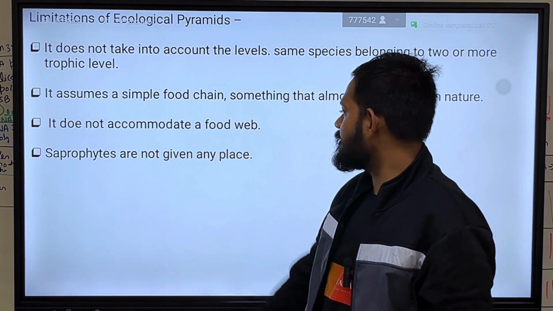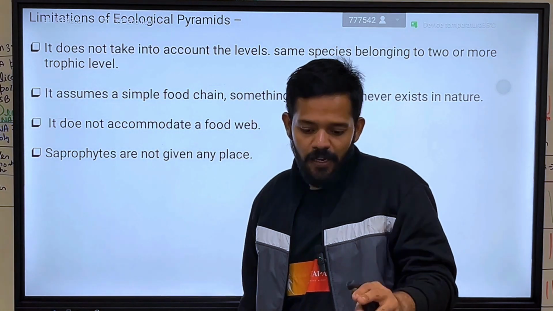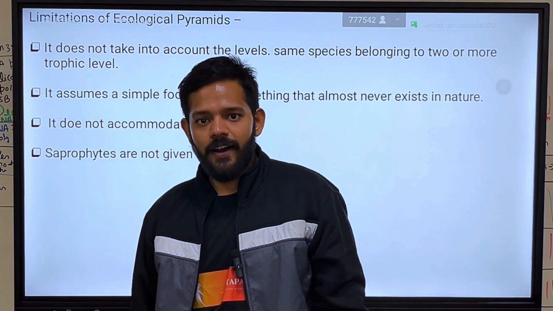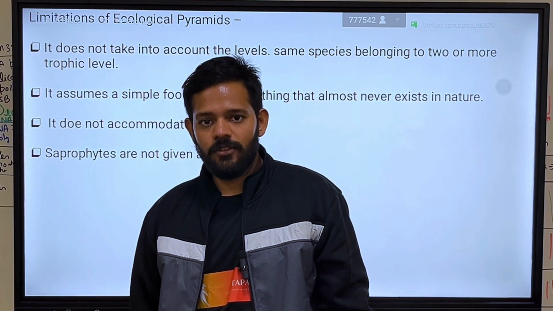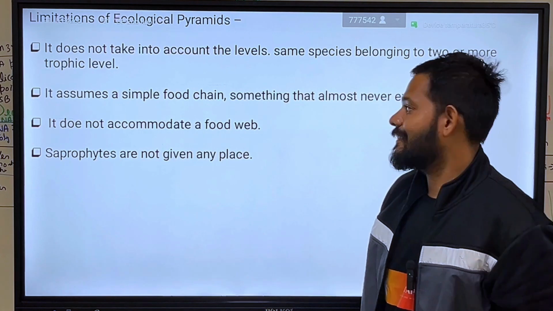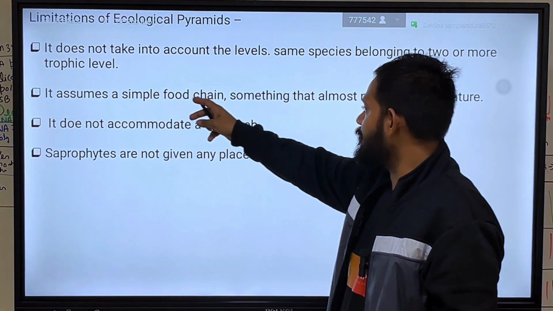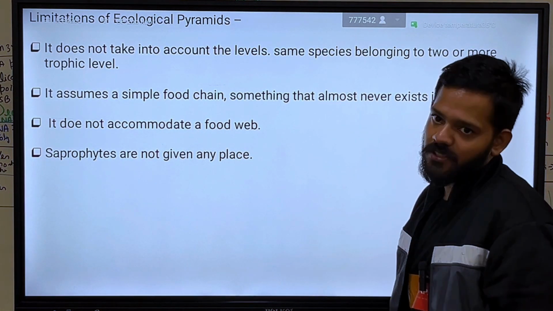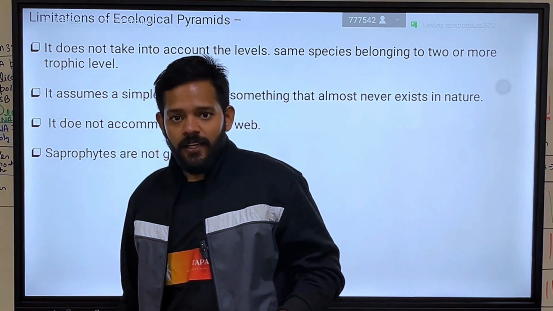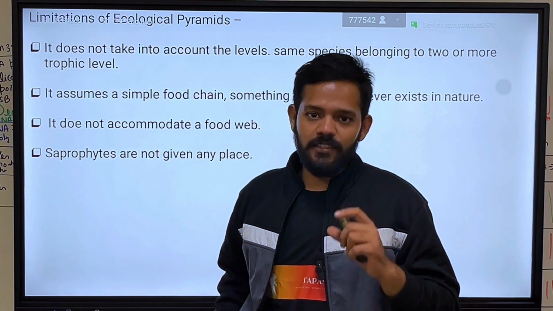Saprophytes are not given any place. Till now you have not heard anything related to detritivores, saprophytes, bacteria, fungus. These are all absent in this ecological pyramid representation. It assumes a simple food chain, something that almost never exists in nature. As I said previously, a simple food chain never exists in nature.